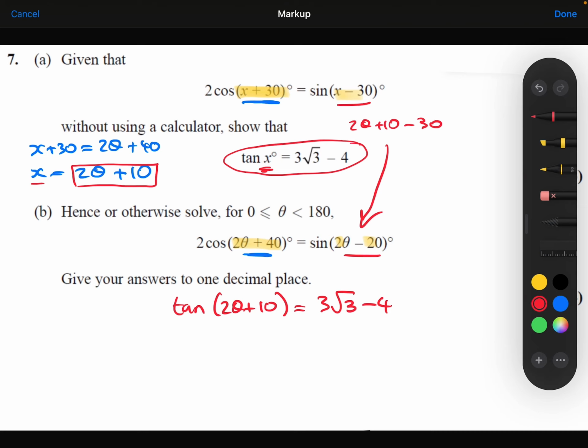I can now do tan inverse of both sides. So tan inverse of 3 root 3 minus 4 is 50.1. And we'll draw a quick tan graph to get our other solutions. I'm drawing it all the way up to 360 because I know I'm going to be dividing by 2 in a minute.